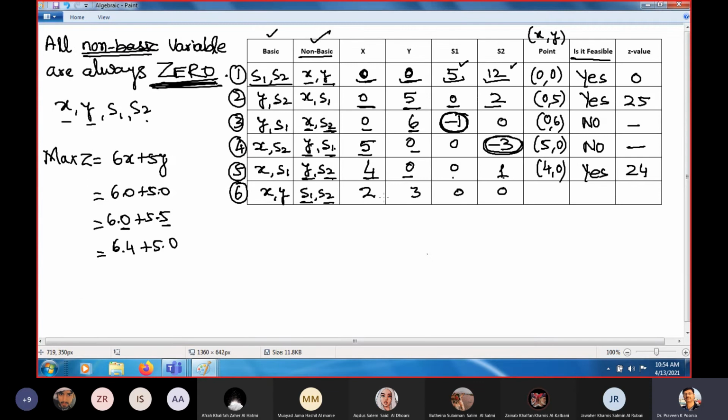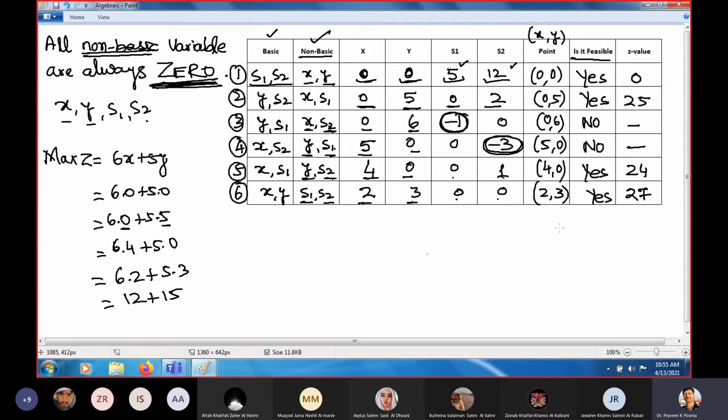x = 2, y = 3. Clear? What is the point? Point is (x, y) = (2, 3). Is it feasible? Positive, positive, positive, positive. Yes, it is feasible. Now calculate the value: 6 into 2 plus 5 into 3. 6 into 2 is 12, 5 into 3 is 15, 12 plus 15 is 27.